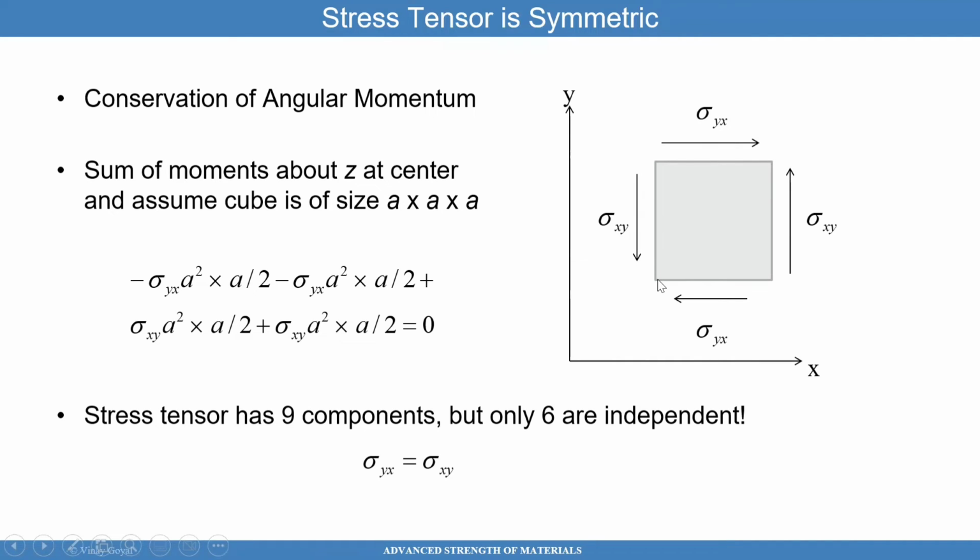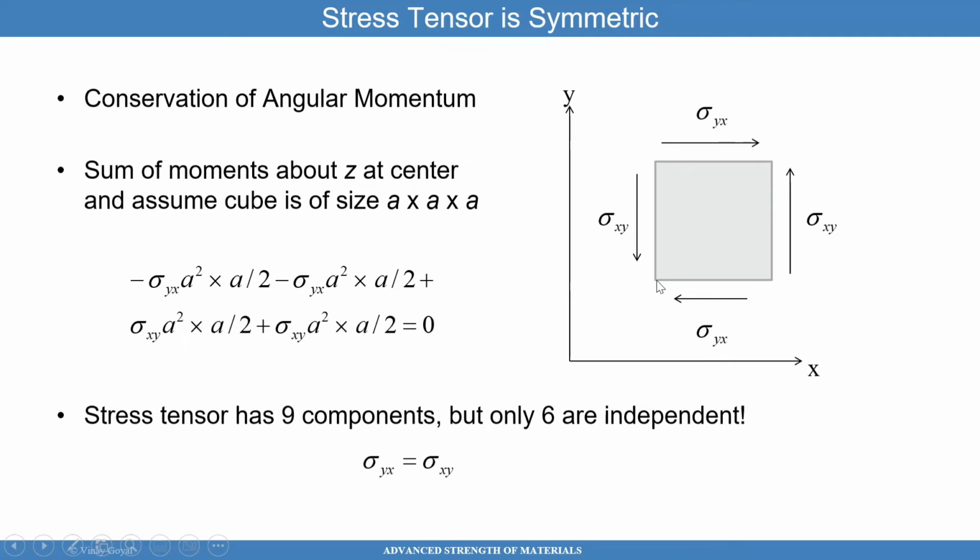If I sum moments about this point, what I get is the sigma xy, which is acting along this face, which has area, it has a depth of A. So this edge is A, the depth is A, sigma xy times A squared has to be equal to sigma yx A squared on this edge. A squared cancels out, so sigma yx has to be equal to sigma xy.